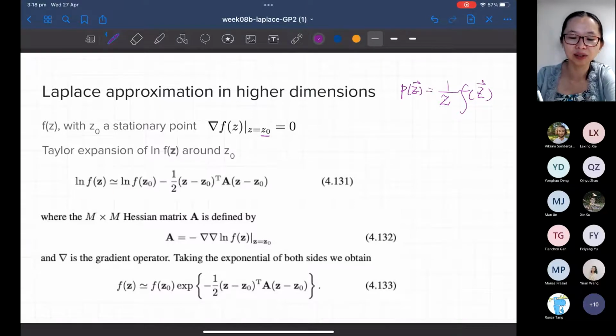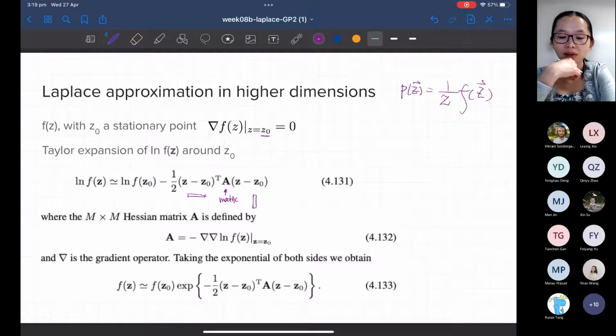The only difference is we still have the negative one half quadratic term, except in vector notation, this term is a vector inner product modulated by A. This is a matrix, and this is a vector. This is a row vector, that's a column vector. And the Hessian matrix, the second order derivative for vector input functions, is simply the gradient of the gradient of log of f of z, computed at z0.